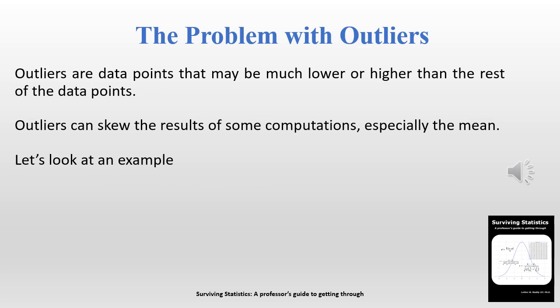When we're working with sample data that is numerically based, oftentimes we'll see a value or two that just don't seem to fit the rest of the values around it. Maybe it's much higher or it could be much lower than those around it. And we call those outliers. And outliers can actually skew the computations that we're working with. The mean especially is susceptible to outliers, and we'll talk about that in this next example.